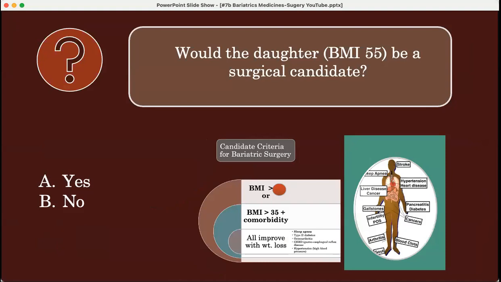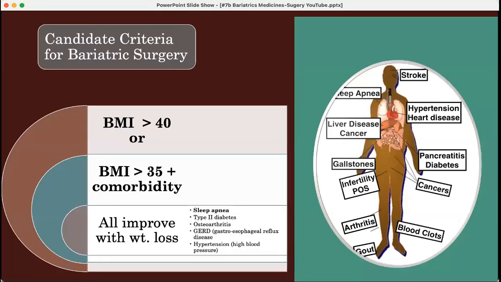So with a BMI of 55, would she be a surgical candidate? And this is the earlier slide, and I just put a little red dot over this. So she has no comorbidities. What is the BMI chosen for patients to be candidates for bypass surgery? The answer is she is definitely a candidate. The answer for this is a BMI over 40 allows you to be a surgical candidate. So BMI over 40, and she has a BMI of 55.